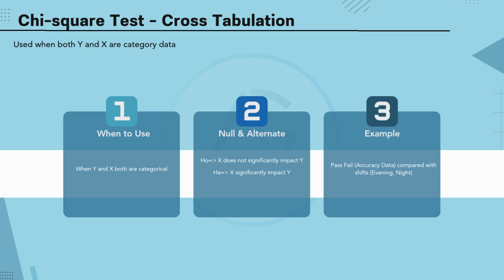Tip for practitioners: always ensure your data is in frequency counts, not percentages. And don't forget the key assumptions: independence of observations, and expected frequencies per cell should generally be greater than or equal to 5.